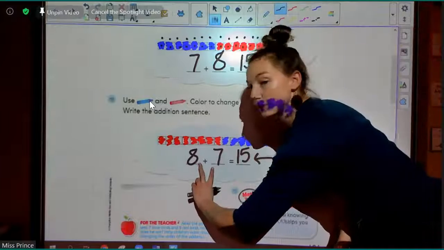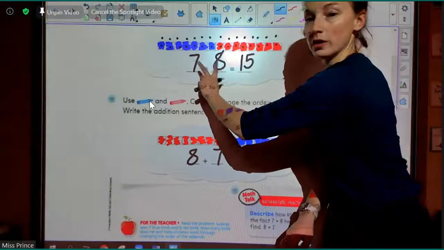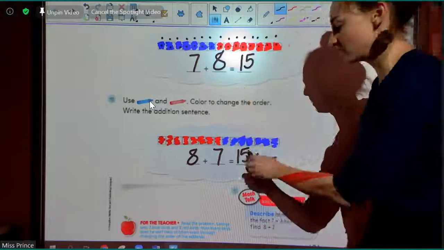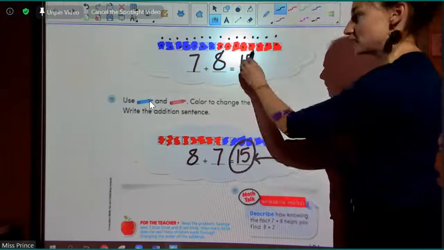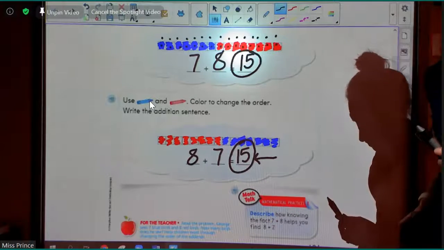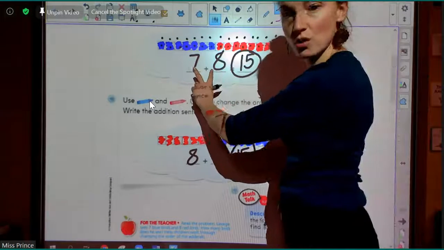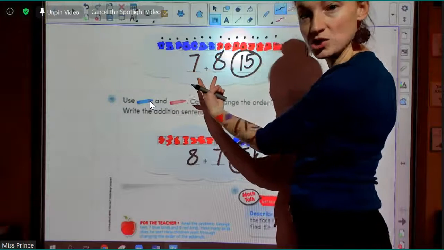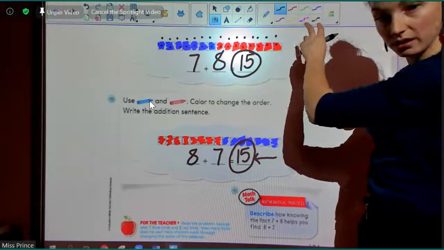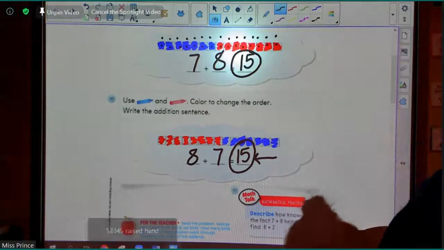All we did was flip-flop these and put them in a different order. But our answer stayed the same. Do you see that? 15, 15. So all we did was change the order. We didn't change how many are all together. Do you understand, Jose? Yes.